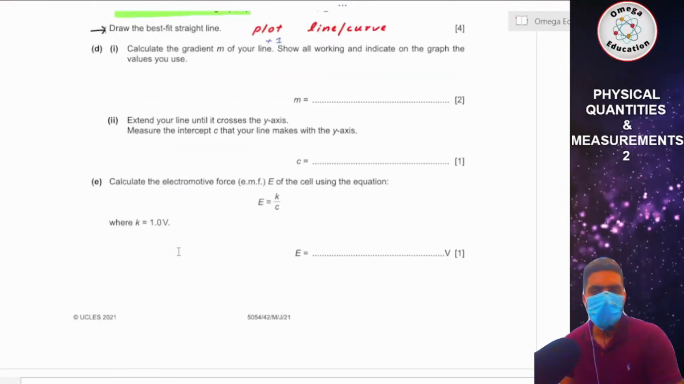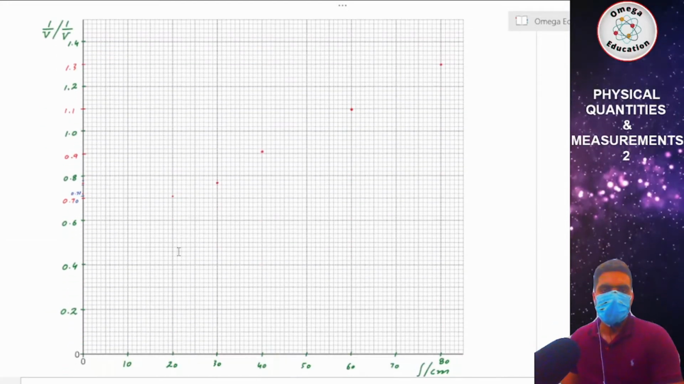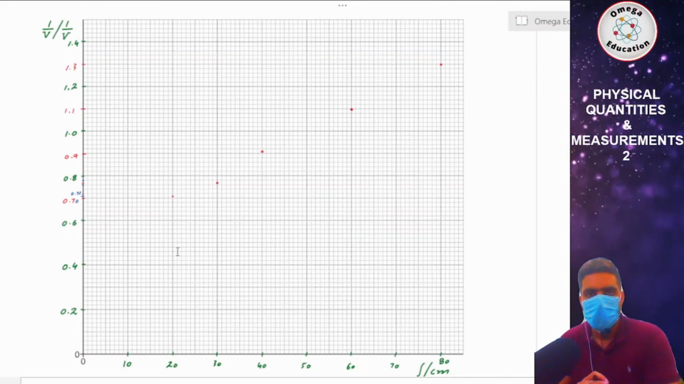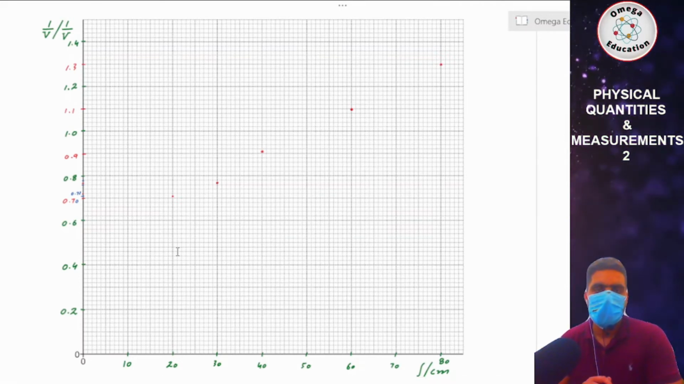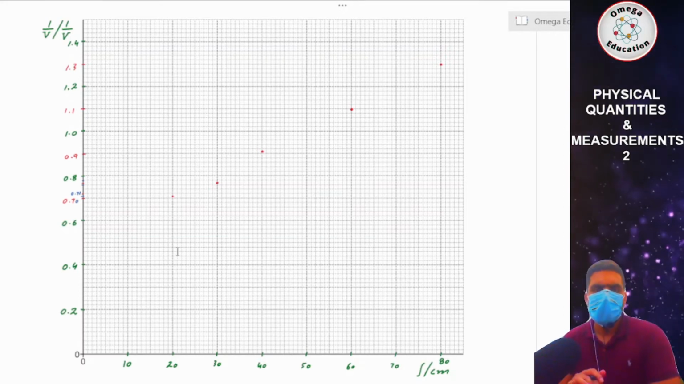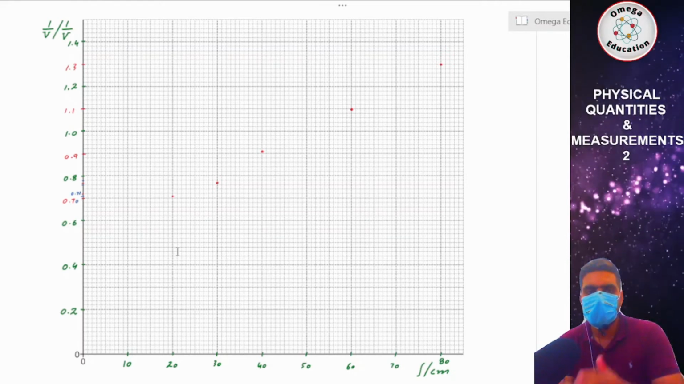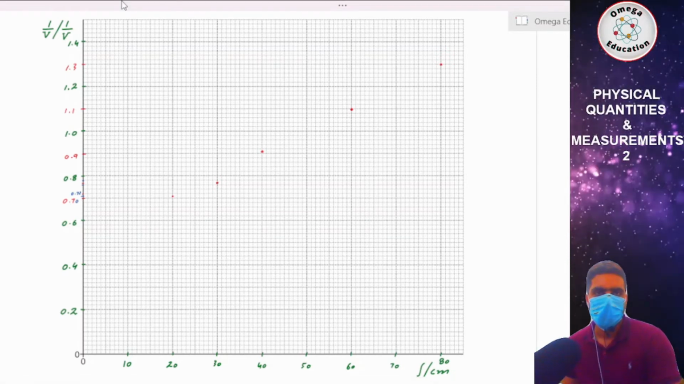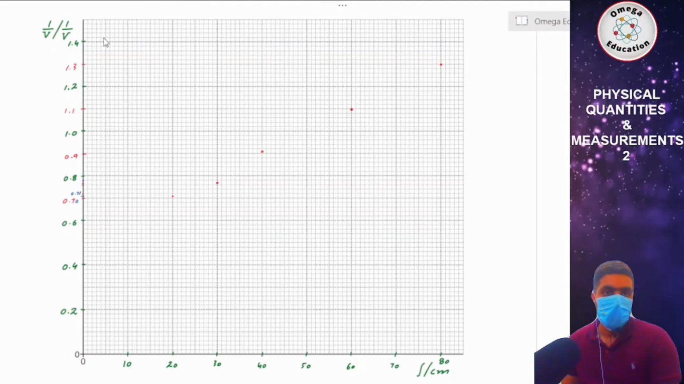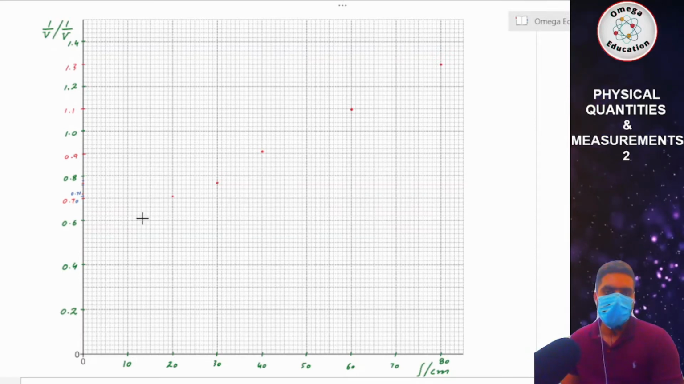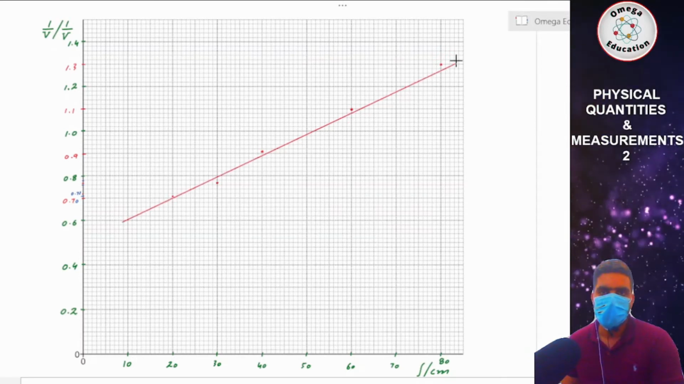The criteria for the best fit straight line is you need to see the pattern. You need to see the pattern of the dots, and you need to draw a line in such a way that the majority of the points are covered. If they're not being covered, then there should be equal distribution of points above and below the line. So the line should be very minute, should be very sharp, and a single smooth line, no doubling or nothing with it.